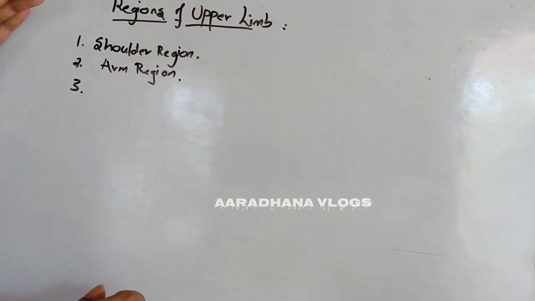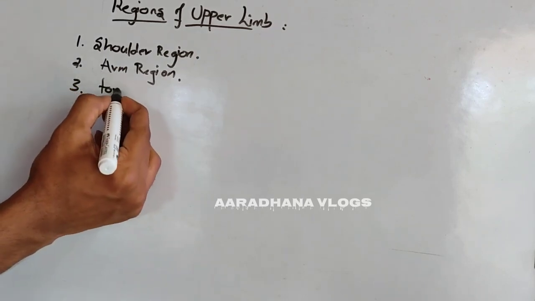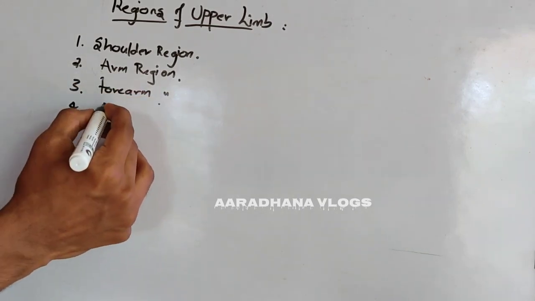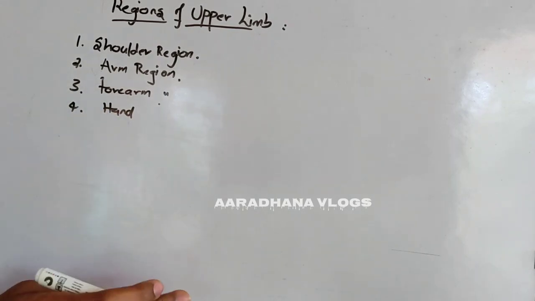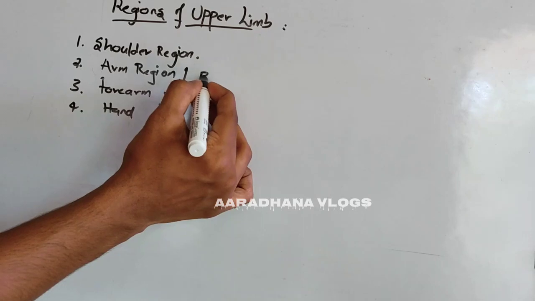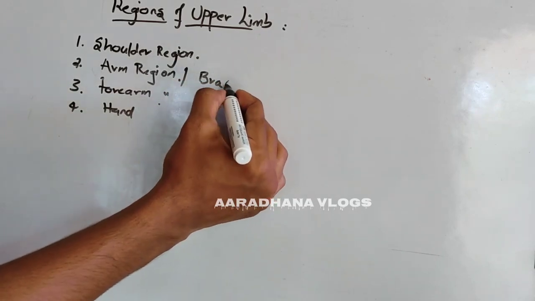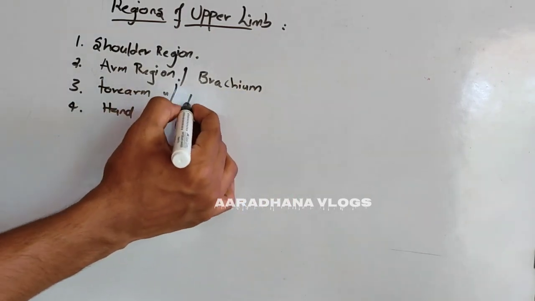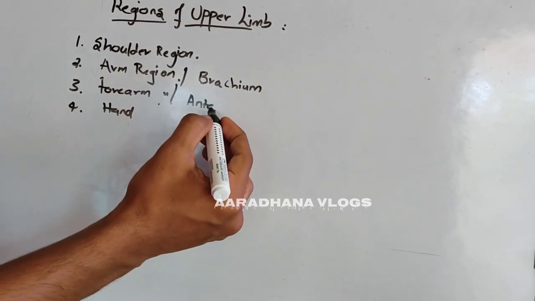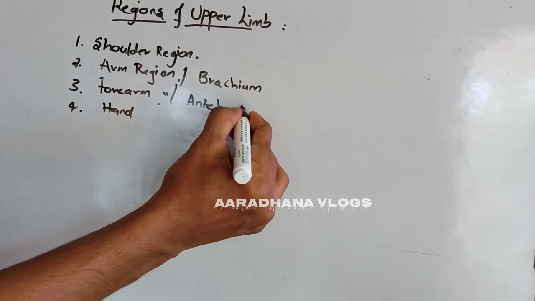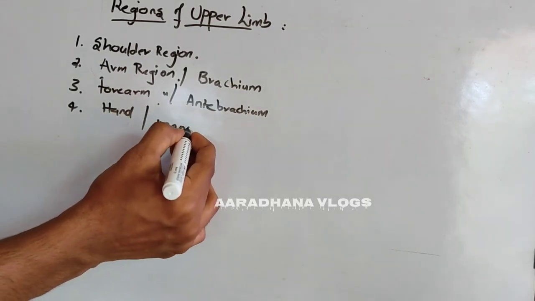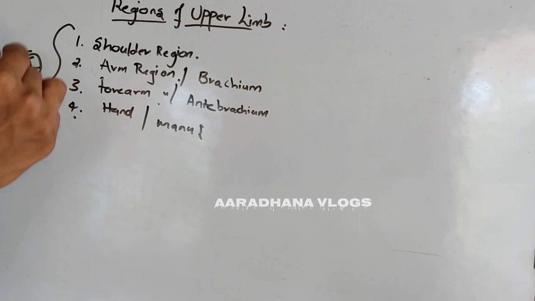So first one is the shoulder region, second one is the arm region, also called the brachium, third is the forearm region, also known as antebrachium, A-N-T-E brachium. And the fourth one is the hand, called manus. So these are the four regions present in the upper limb.